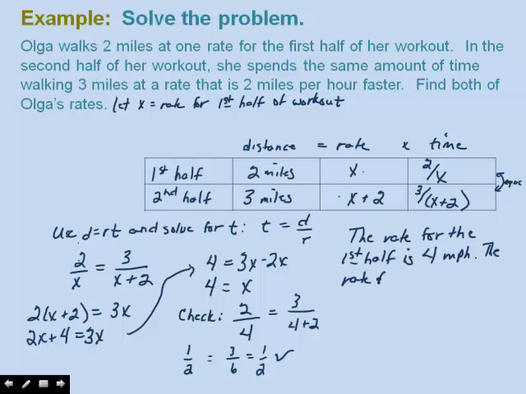And then the rate for the second half, we can use our table because we had x for the rate of the first half, x plus 2 for the second half. So all we have to do is take the rate for the first half and add 2, and that gives us 6 miles per hour for the rate in the second half.